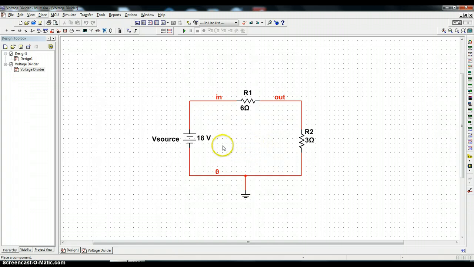Now, a brief explanation of the other two parameters is appropriate. First of all, the input impedance as it relates to this circuit will be the resistance that you see looking into the circuit. They use the term impedance, but it's really a resistive circuit, so you would see 6 plus 3 looking in, or 9 ohms.